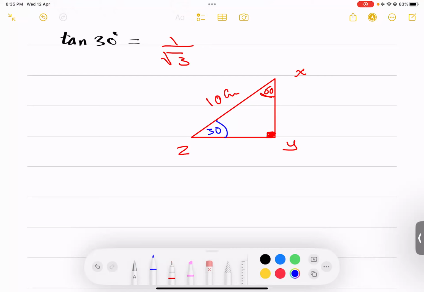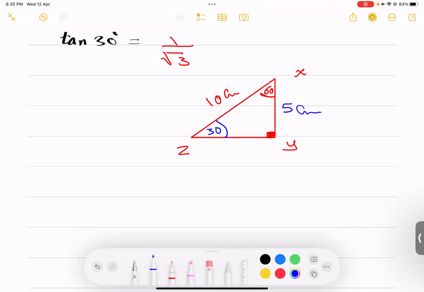As I told you, whenever we have 30 in a right angle triangle, the side opposite to 30 is going to be half the hypotenuse. So how could I get the length of xy? It's going to be half of the hypotenuse, right? So half of 10 is 5. Yeah, so it makes sense that this part is going to be 5.